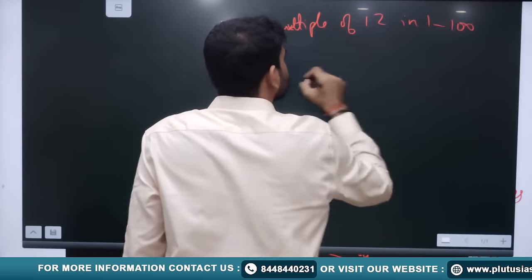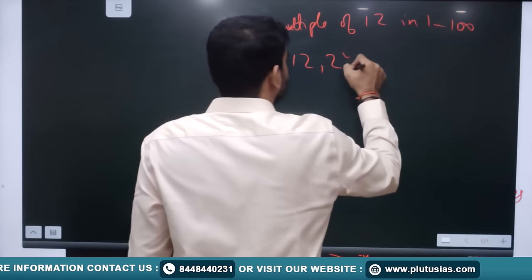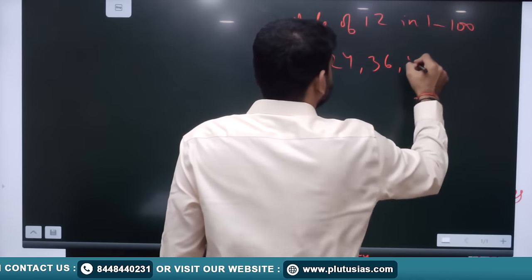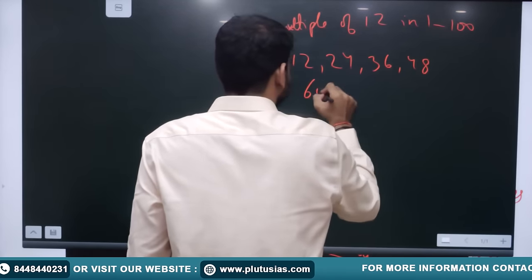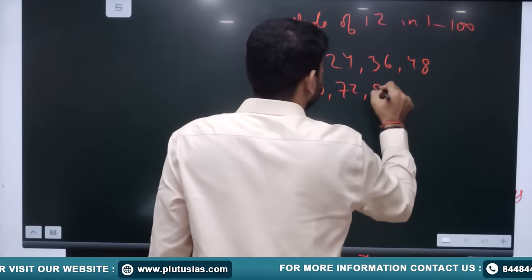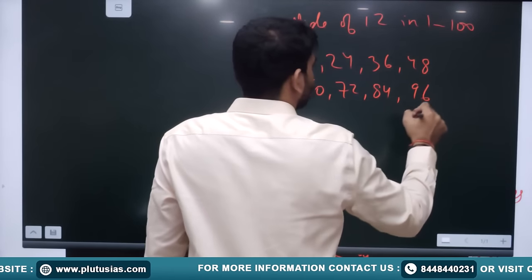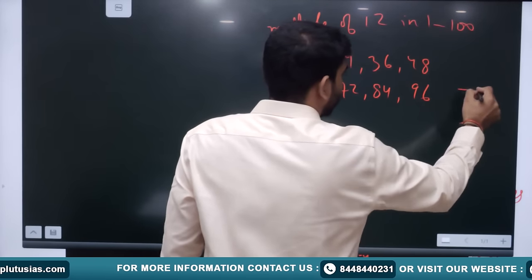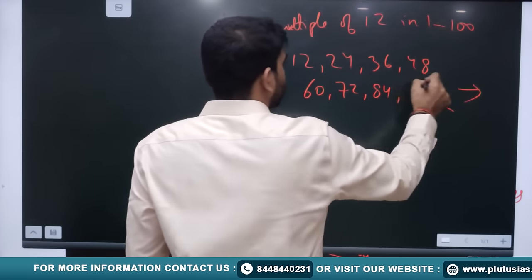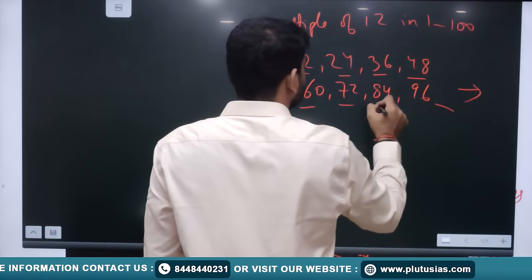Let's start the table of 12. 12, 24, 36, 48, 60, 72, 84, 96. If we go further it will cross 100. This is the last one. 1, 2, 3, 4, 5, 6, 7, 8.